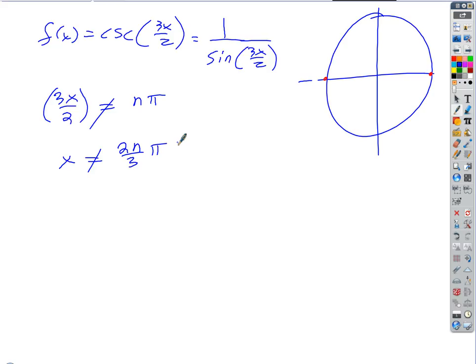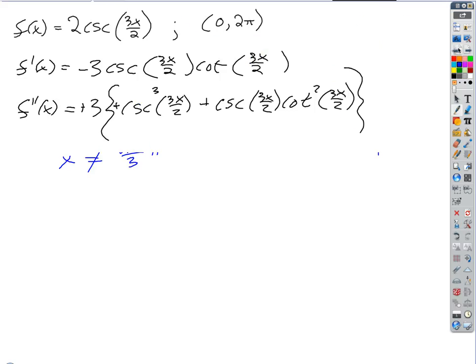If n is 2, we get 4/3 pi. And if n is 3, we get 6/3 pi, which is 2 pi. And so that one we don't care about, because remember, we're only looking at the interior interval, the open interval. Okay. So then what's that tell us? We can go back up here and say, okay, well, for our function, x cannot equal 2/3 pi or 4/3 pi, right? Does that make sense?